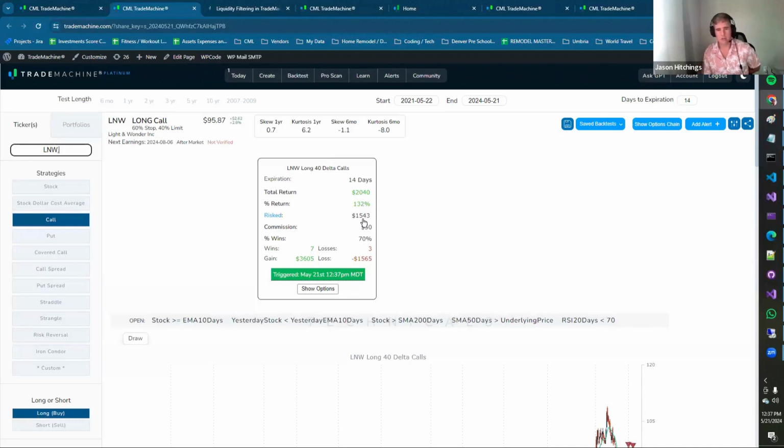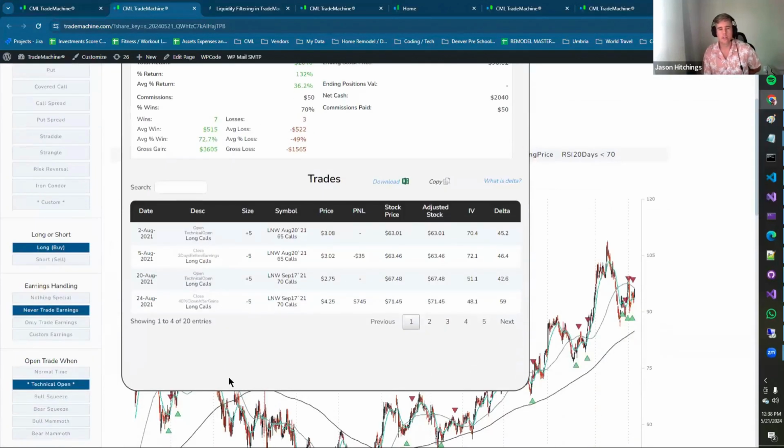The way we calculate risk, it's basically like a Reg T risk, like a margin calculation on risk. We risked a certain amount, total return was 2,000. And so we have a 132% return on the amount that we risked. So that's the basic calculation. If you click this tile, you can go down and see every single trade.